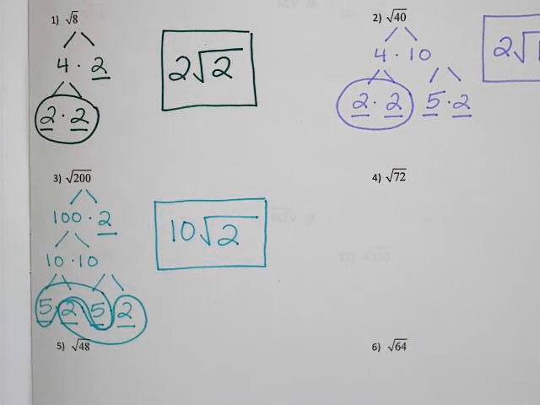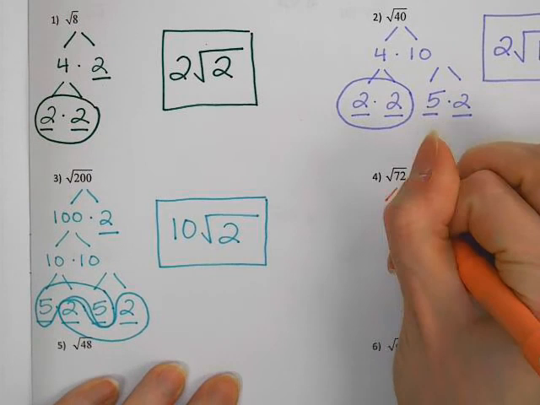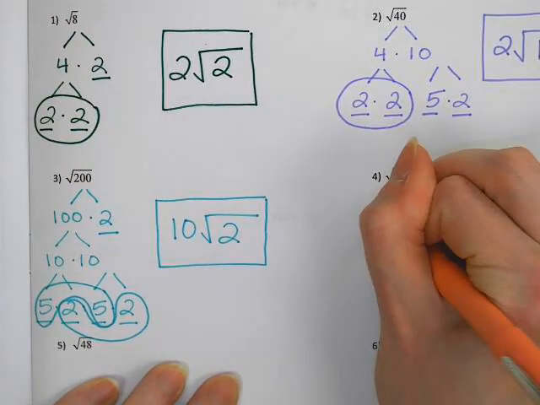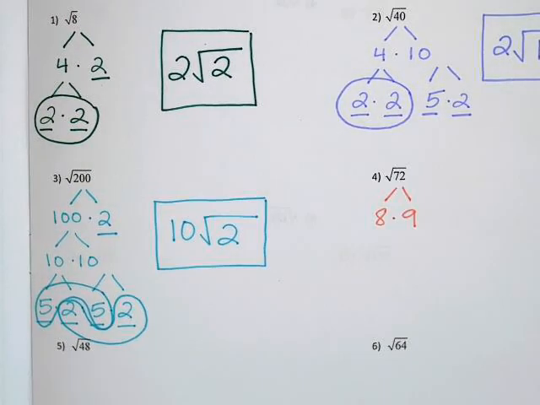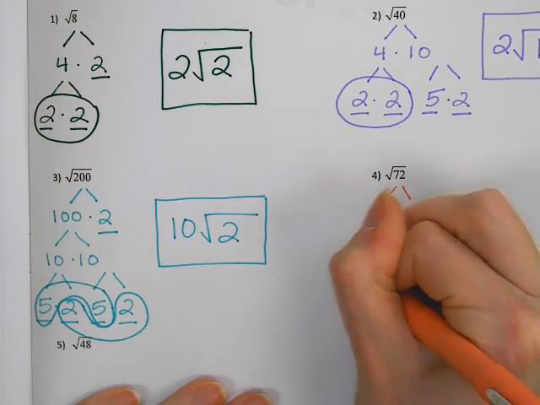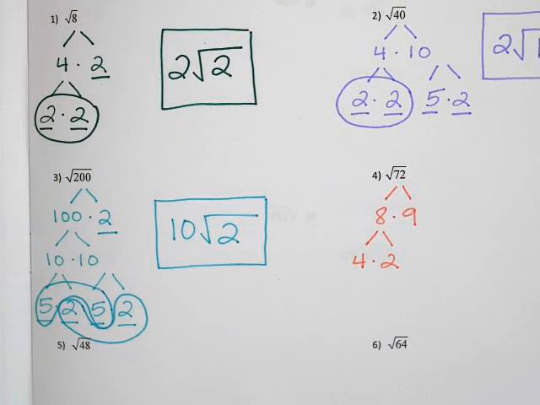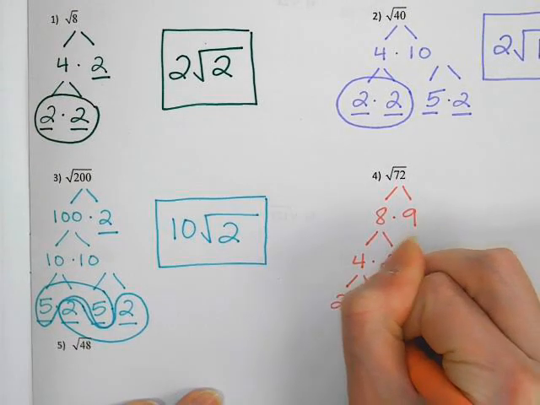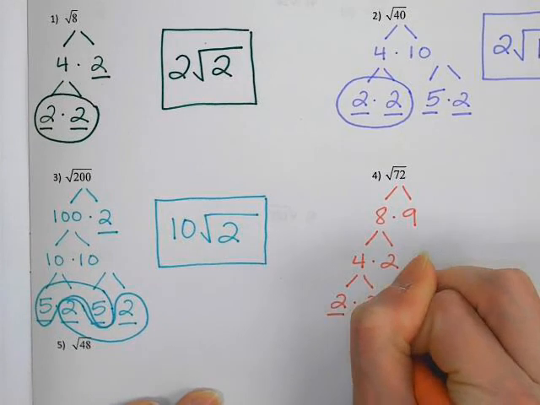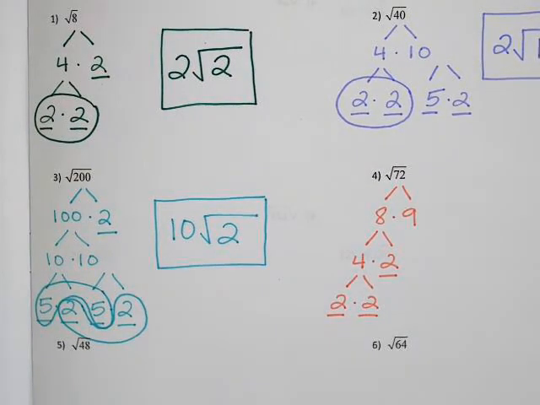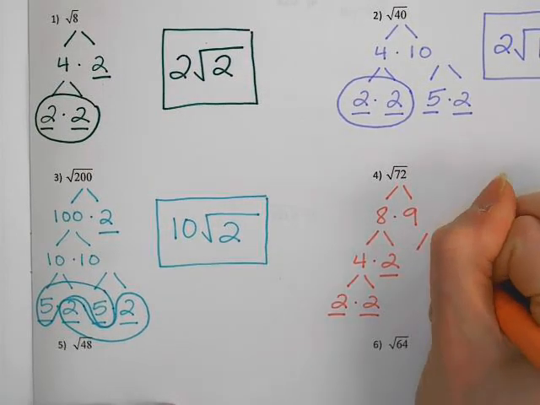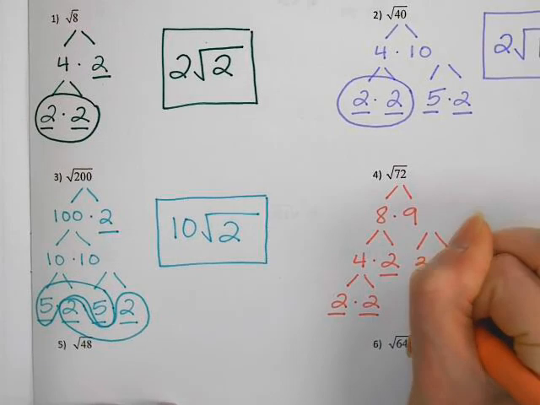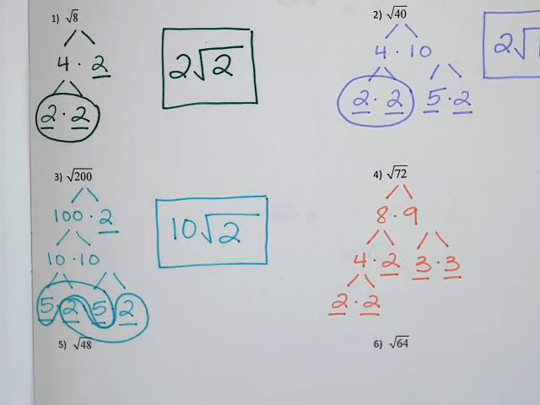All right, let's try another one. Number 4. 72. First thing that pops in my mind is 8 times 9. And then 8 is really 4 times 2. But then 4 is still 2 times 2. These are all prime, so we stop. And then 9 can keep going into 3 times 3. And those are prime.